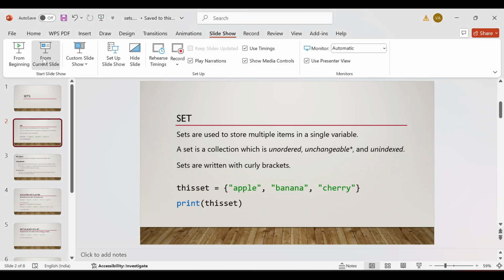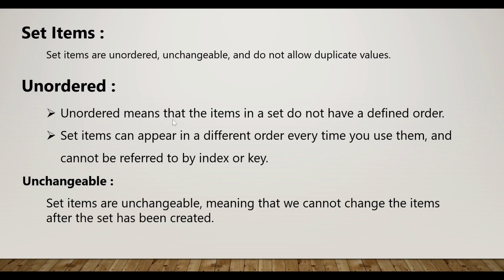Next point. What is he saying? The set items are unordered, unchangeable, and do not allow duplicate values. We will see it one by one. First, what is meant by unordered? Unordered means that the items in a set do not have a defined order. That means the way the elements were entered as input, the output can be changed.